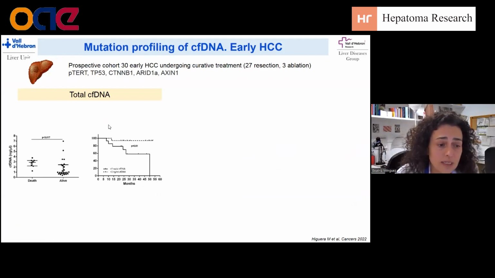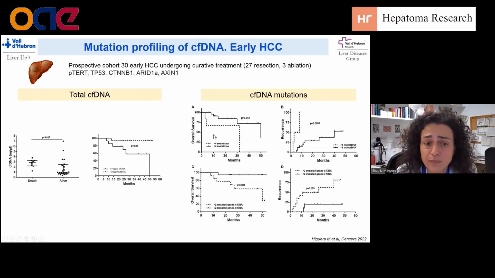As you can see here, just the amount of cfDNA was clearly correlated to survival, and also the number of mutations and the number of mutated genes were able to discriminate two populations with different overall survival and also recurrence, as you can see here.